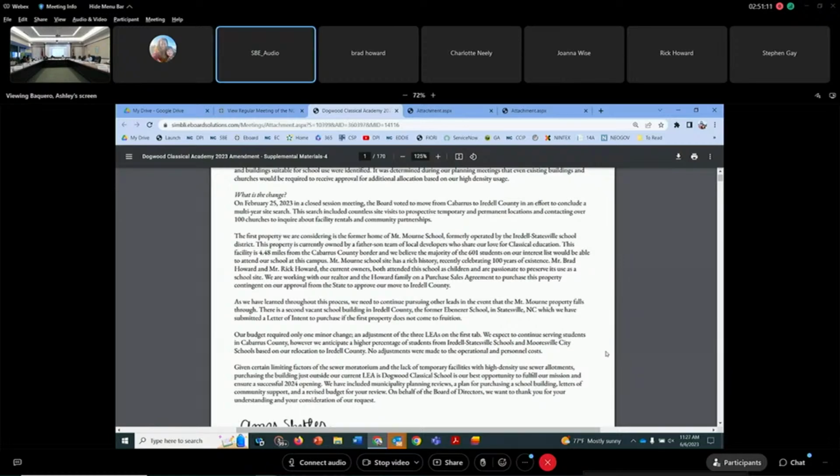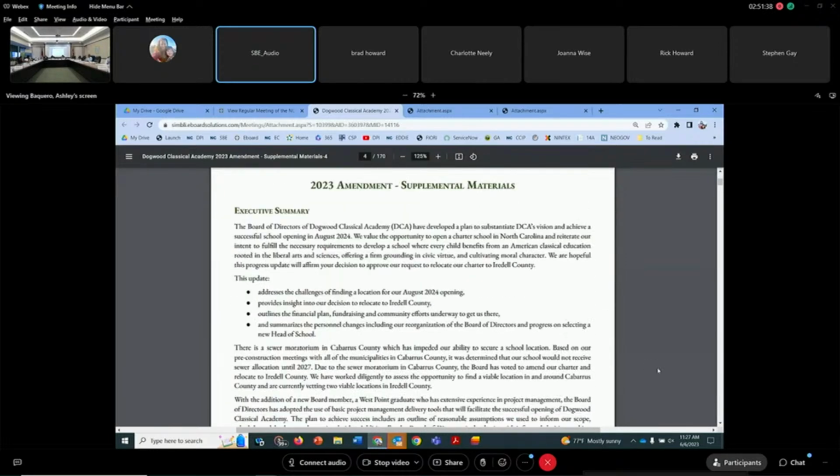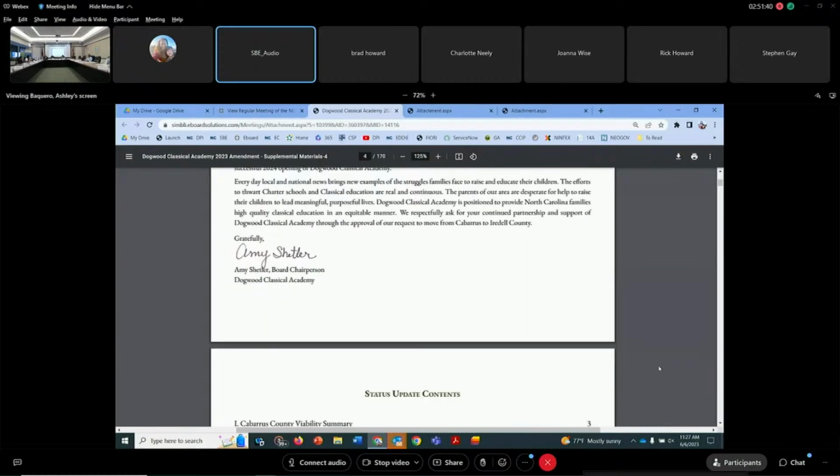Your packet that you were given contains countless documents that show prospective and temporary locations, municipality planning reviews, a plan for purchasing a building, letters of support, and then a revised budget. They do believe that based on the data collected, Iredell County will still reflect the demographics that Dogwood would want to represent in their school. And they were approved for the weighted lottery and are part of the NC Access grant.